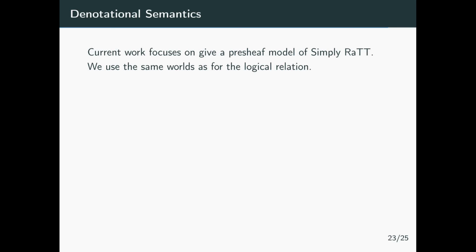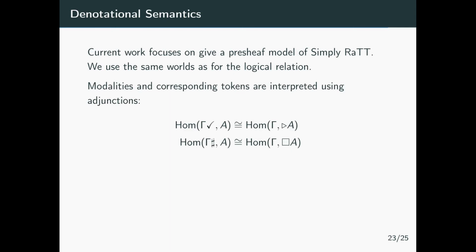So we have a triple of a store, a heap sequence, and a step index. And in this system, the modalities and the tokens are interpreted using adjunctions, right? So we have these kinds of isomorphisms in our category. And this is a known approach to doing modal type theory. We want to have these adjunctions. So we're saying that maps out of a tick context should correspond to maps into a delayed type. And similarly, maps out of a lock context should correspond to maps into a box type.